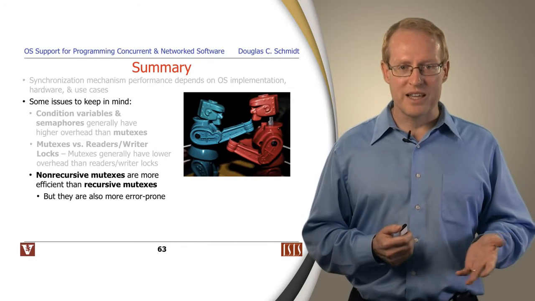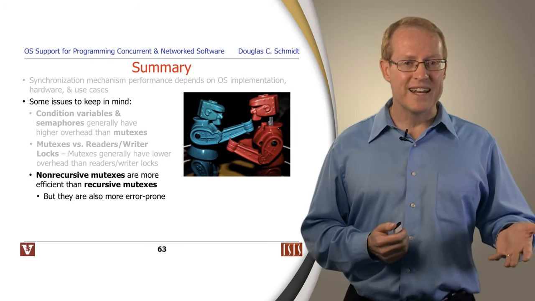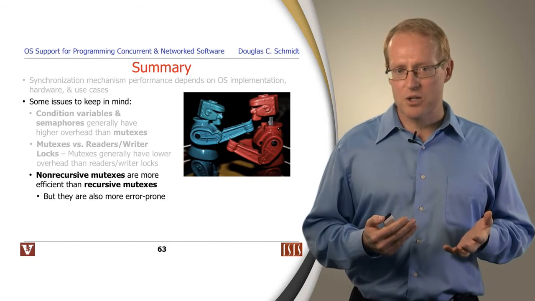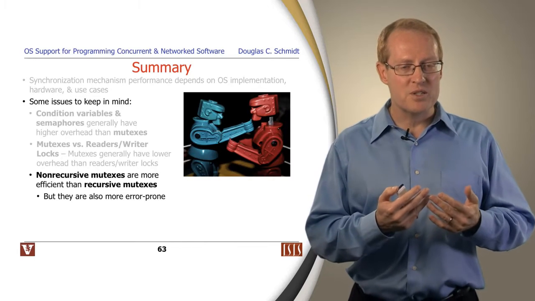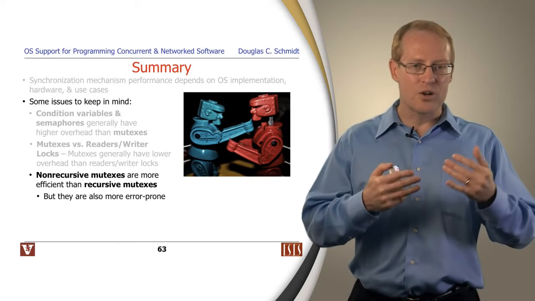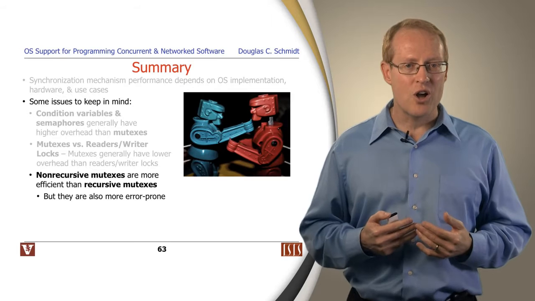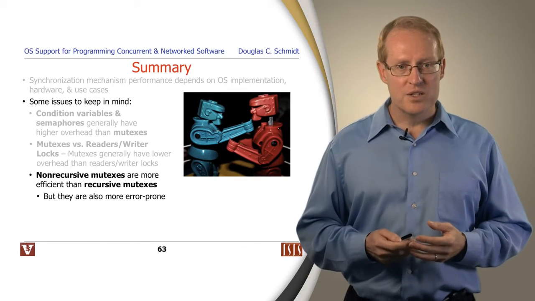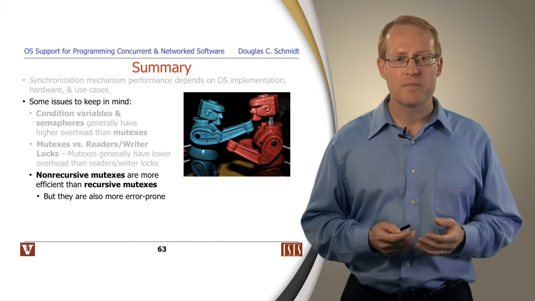Non-recursive mutexes are typically less expensive, lower overhead than recursive mutexes. But on the other hand, non-recursive mutexes are also more error-prone. If you make a mistake and have a recursive call, or you have mutual interdependent calls in a program, you can end up with self-deadlock or other kinds of scheduling hazards in that model.